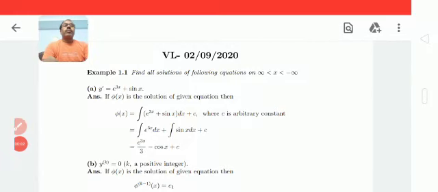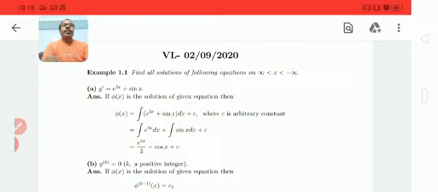Dear students, yesterday we have seen what we mean by an ordinary differential equation, its solution, and how to obtain a solution of that differential equation.